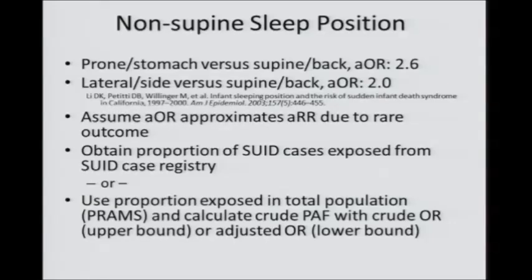Or we could use the proportion exposed in the total population with PRAMS and calculate the crude PAF with the crude odds ratio, the upper bound estimate, or the adjusted odds ratio, a lower bound. And really the difference here will depend on how much confounding there is in a factor. But generally, just to be conservative, if you are using the proportion exposed, I would recommend also just using the adjusted odds ratio to have that conservative estimate.